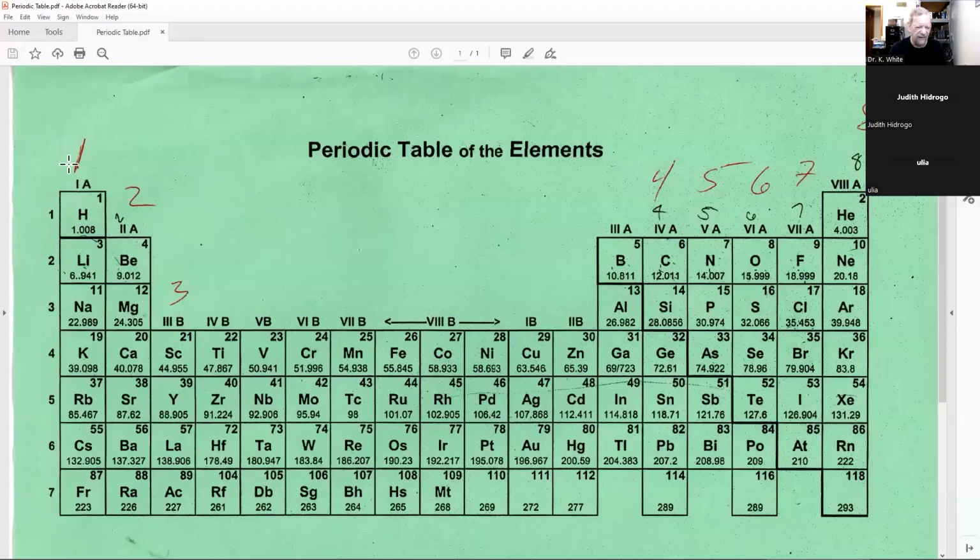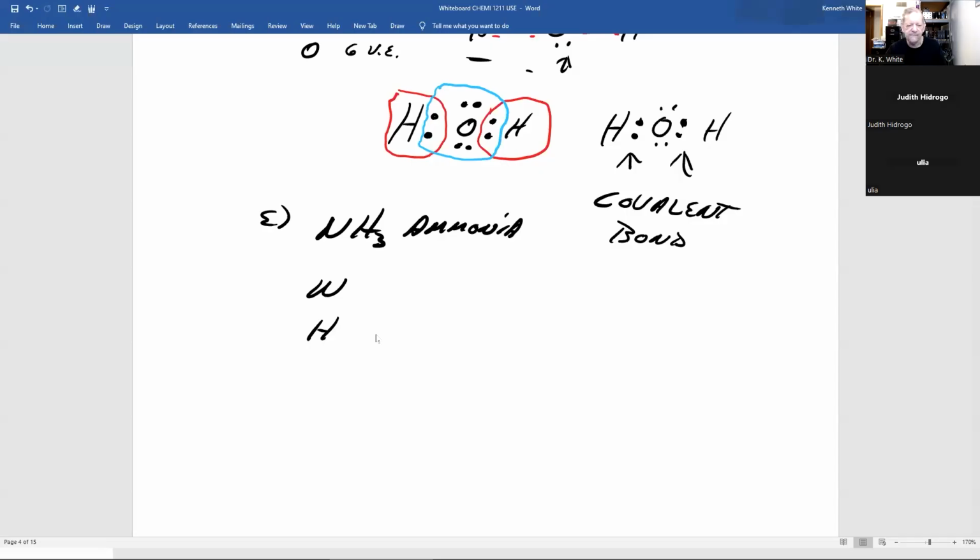Hydrogen still has one valence electron. Nitrogen over here, chemical symbol N, has, look on top. Remember, the number on top is the valence electrons. Atomic number is total electrons. Five electrons. And why don't you try drawing the Lewis structure for ammonia, NH3? I'll give you a hint. Nitrogen has to be in the center. Again, hint, nitrogen has to be in the center.